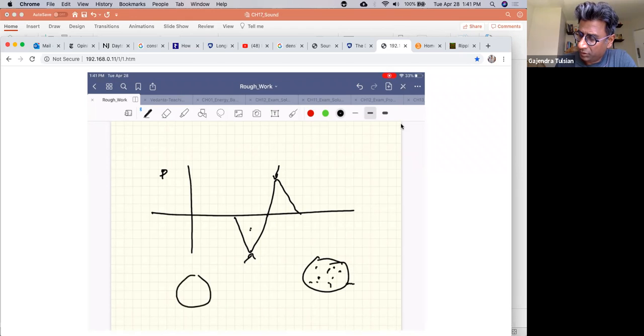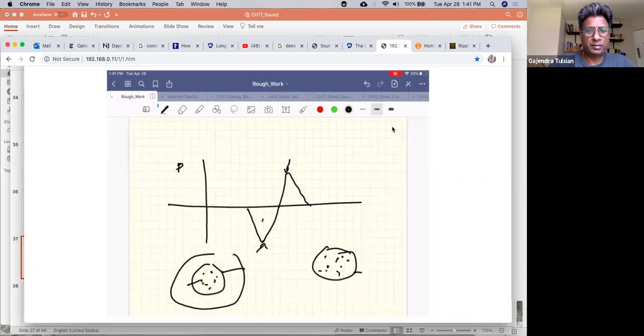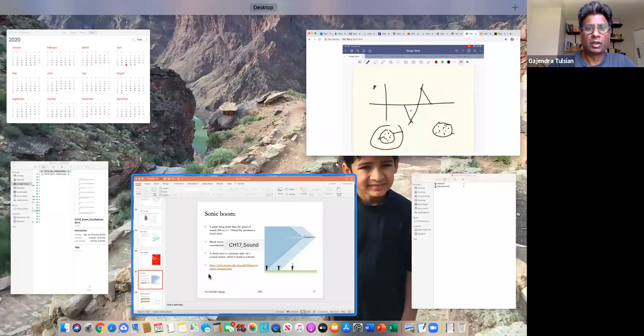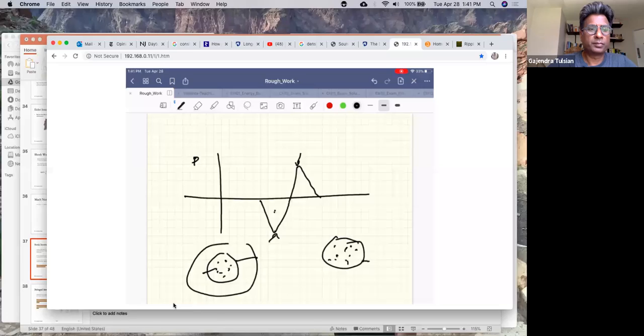So if you decrease the pressure around the parcel of air, this air would expand and any moisture there would condense. So let me show you a phenomenon.